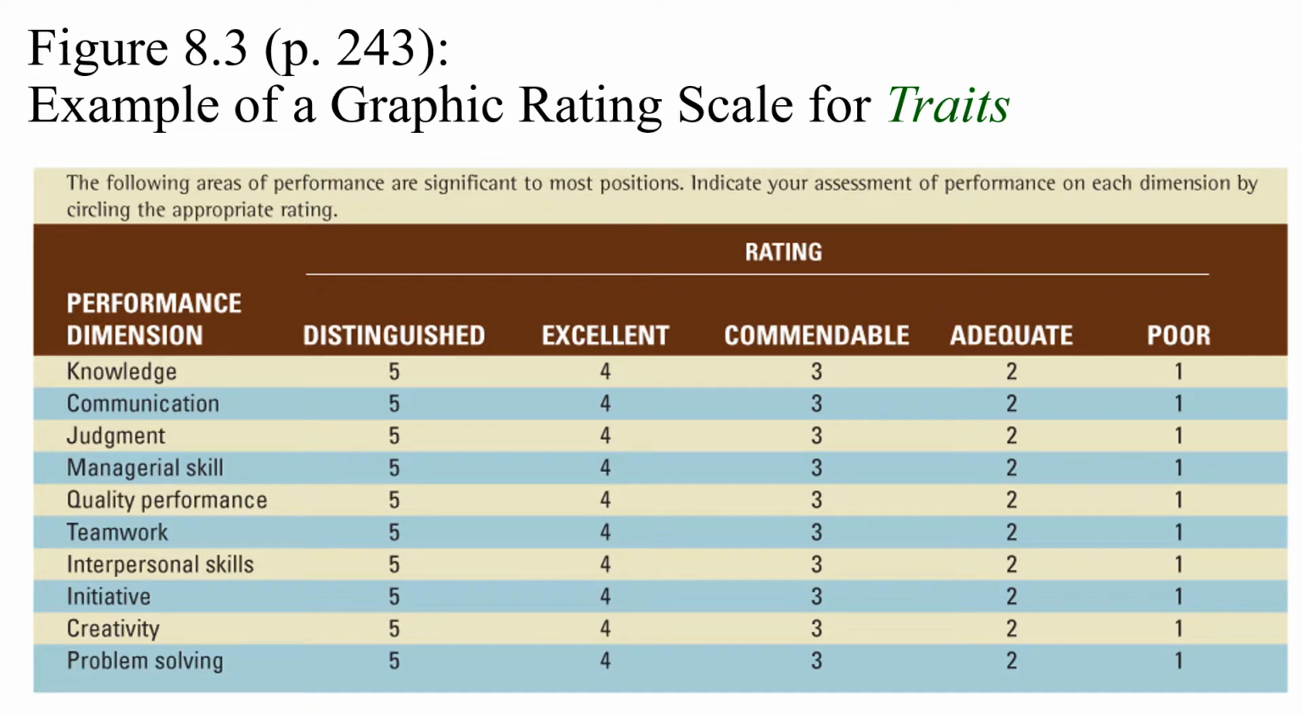This figure from your textbook shows the performance dimensions down the left-hand column, and then the rating across the top. So an evaluator, a manager, would have to take the information they've gathered about you by observing you on knowledge, and what would be your rating, and ability to communicate, use of your judgment. So graphic rating scale for traits.